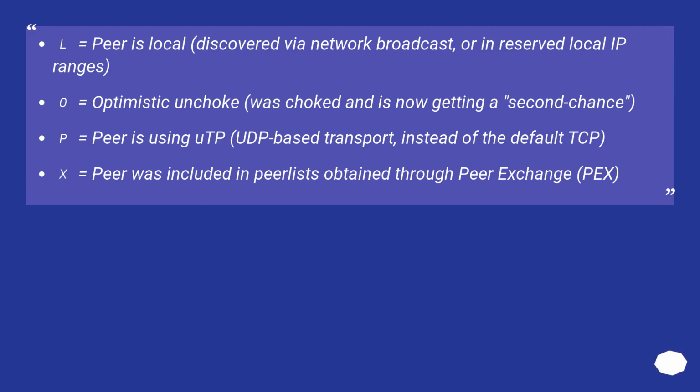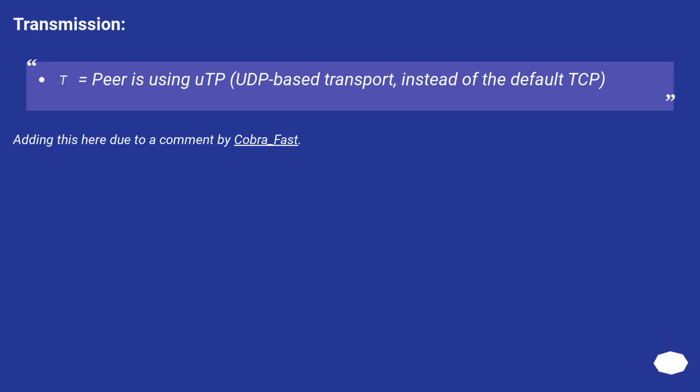P equals peer is using uTP, UDP-based transport, instead of the default TCP. X equals peer was included in peer lists obtained through peer exchange, PEX. Transmission: T equals peer is using uTP, UDP-based transport, instead of the default TCP.